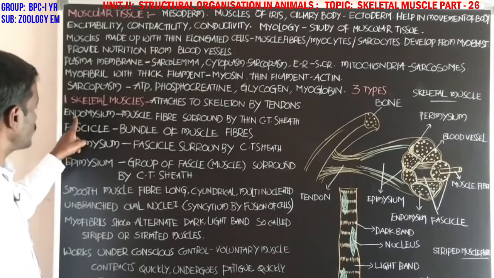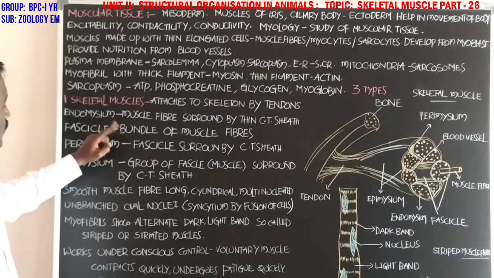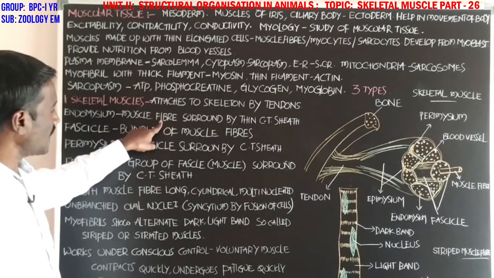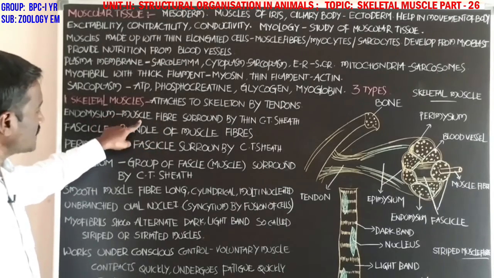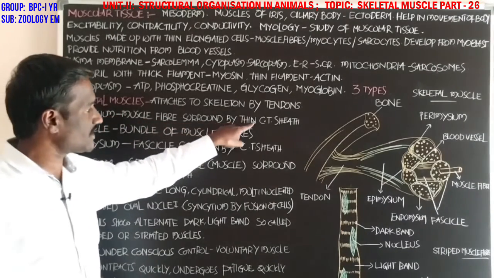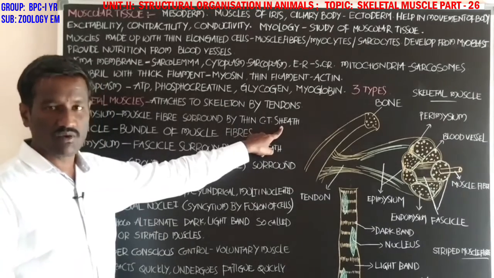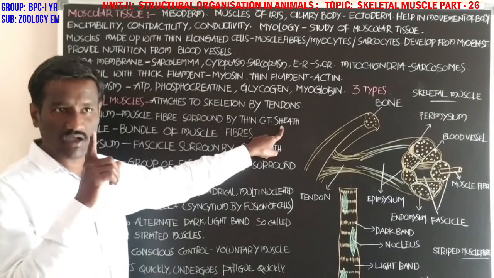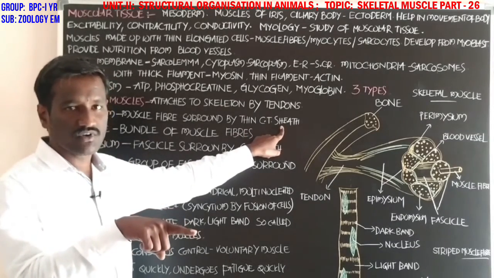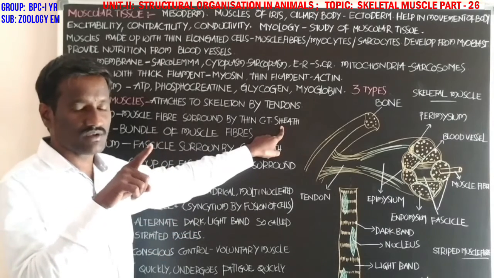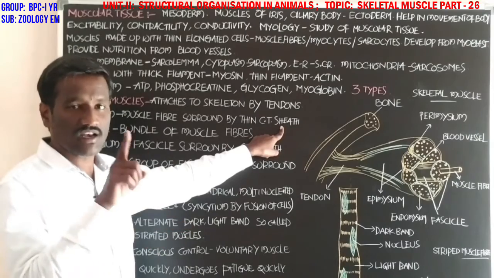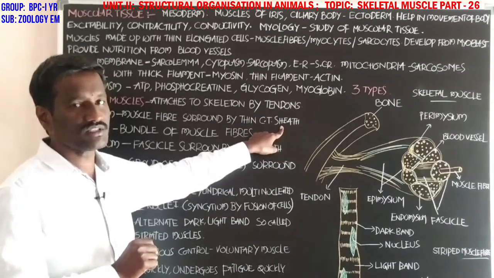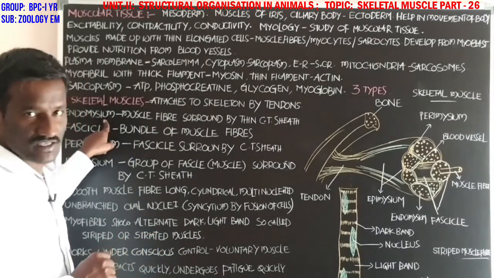That means first one, endomysium. Muscle fiber means cells present in the skeletal muscle. Muscle fiber is surrounded by a thin connective tissue sheath. Each one of the muscle fibers is surrounded by the connective tissue sheath that is called endomysium.